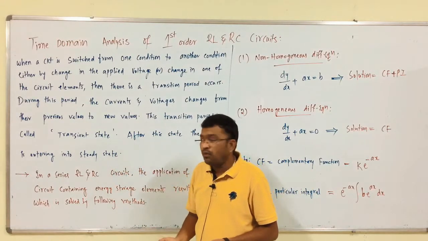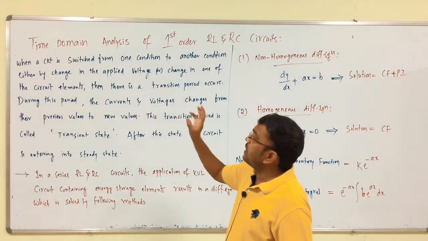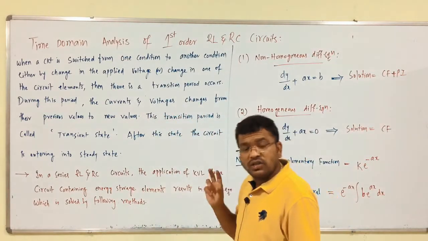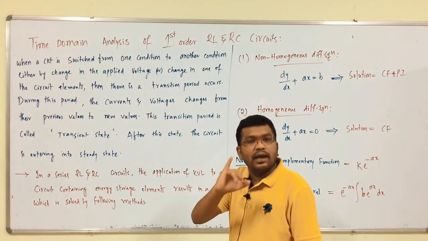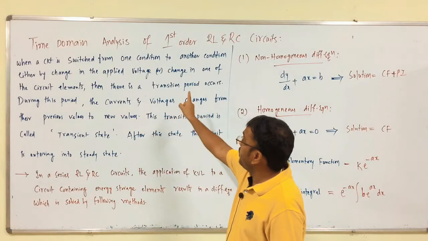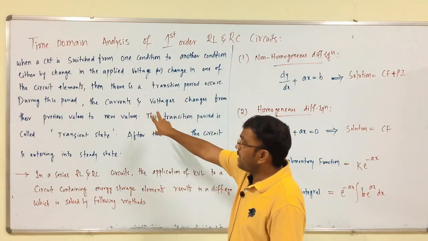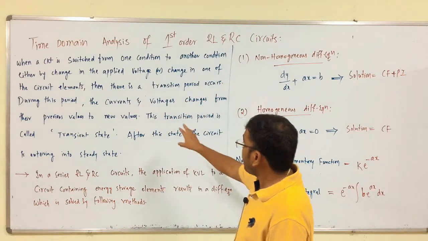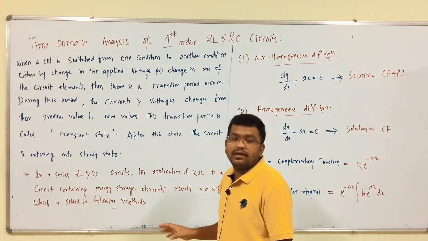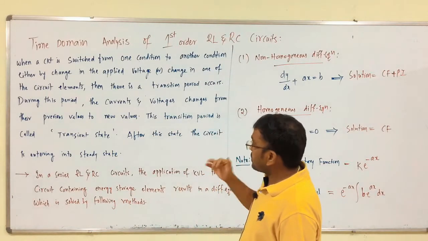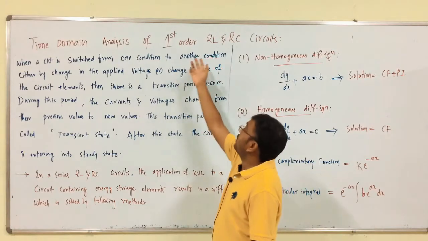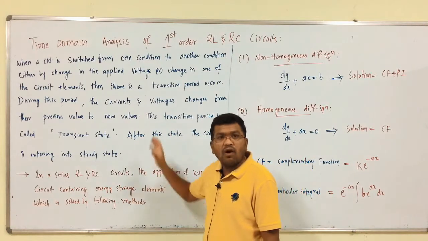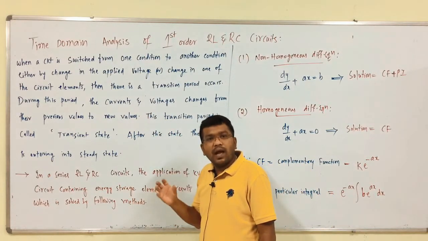So, by reading this statement: when a circuit is switched from one condition to another, either by changing the applied voltage or by a change in any element, whether it is resistance, inductance or capacitance, we are going to get the transition period. During that period, the currents and voltages change from previous values to new values. This state is nothing but the transient state. After some time we will do the derivations with respect to the RL circuit and RC circuit, and with respect to the derivations, you will have a better idea of this statement.